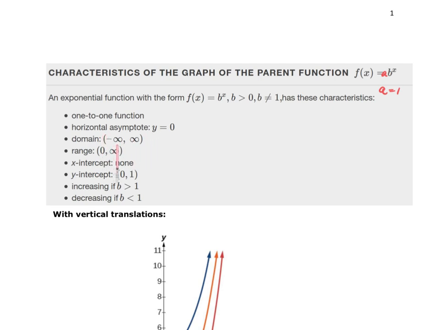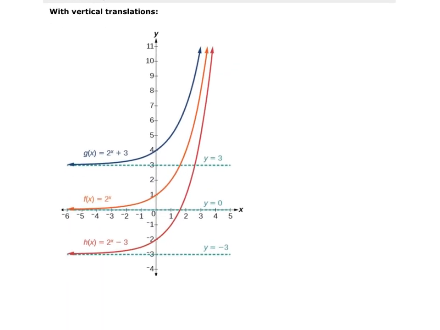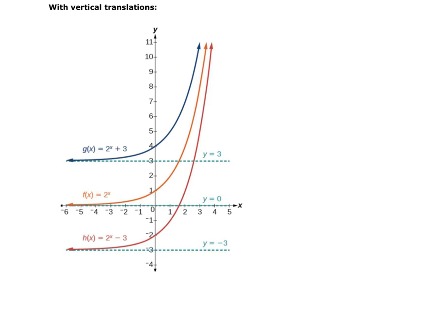The domain will be negative infinity to infinity. The range, because of this horizontal asymptote, will be 0, non-inclusive, all the way up to infinity. I do not have any x-intercepts. I do have a y-intercept, and if my base is bigger than 1, then it will be increasing, and if my base is less than 1, it will be decreasing. So let's take a look at an example in which we have some transformations.